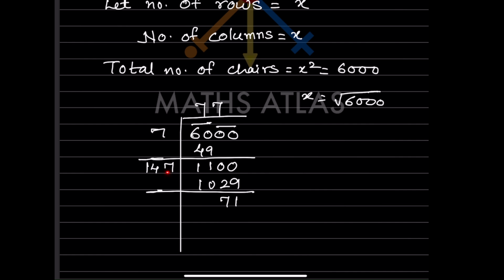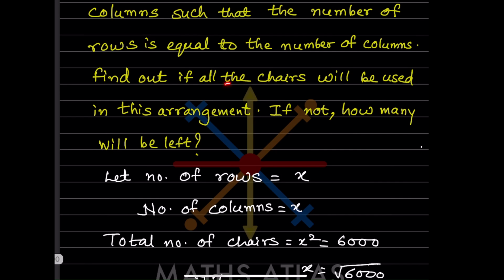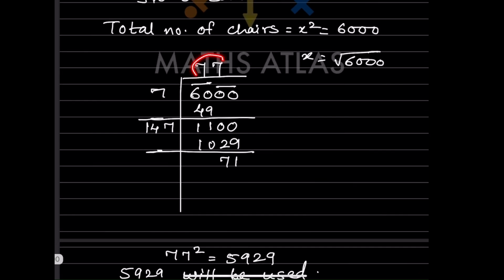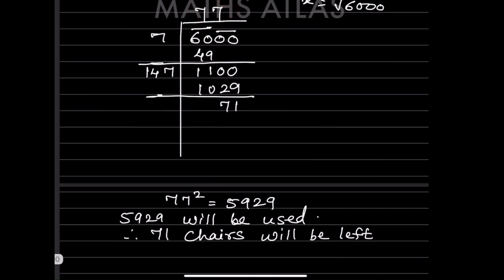So now what we can do here, 147 into 7, that is 1029. If you take 148, then that is going to be a bigger number. So now the remainder is 71. So what did they say? Find out if all the chairs will be used in this arrangement. So definitely all the chairs are not used, because the remainder is 71. If not, how many will be left? So whatever you got here, that is 77 square. 77 into 77, we get 5929. So 5929 will be used and 71 chairs will be left. The remainder, whatever this is.